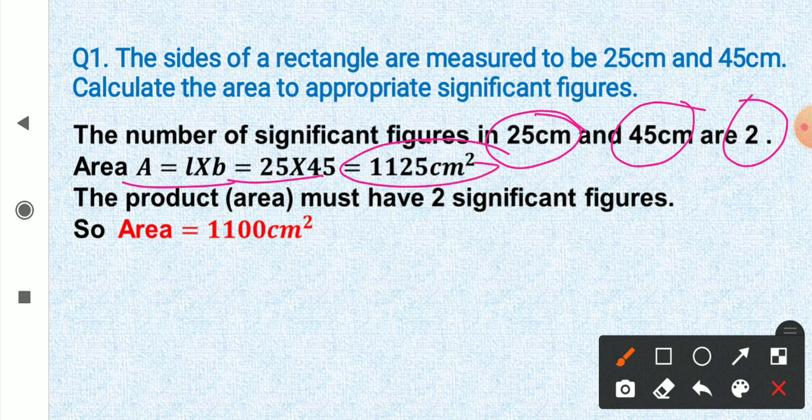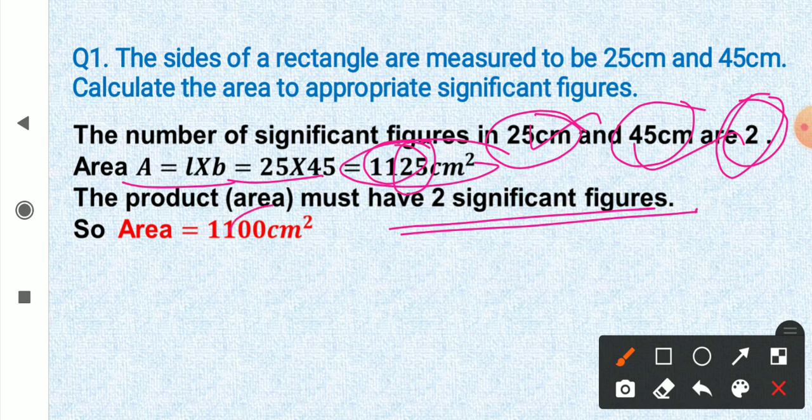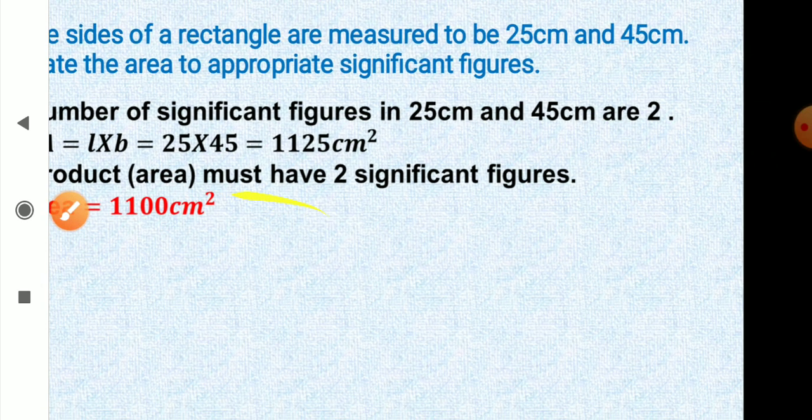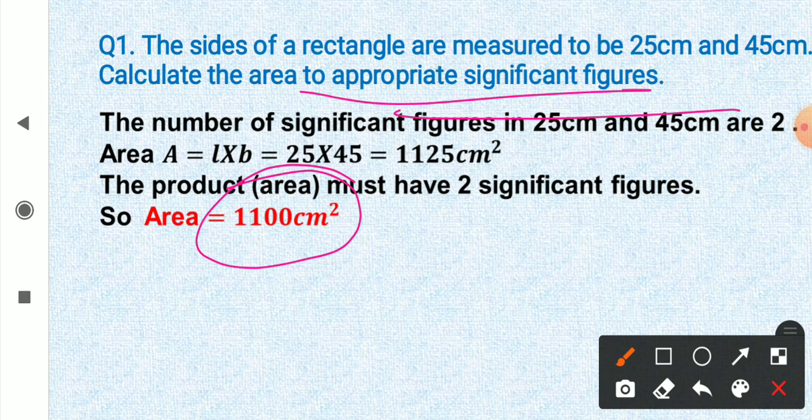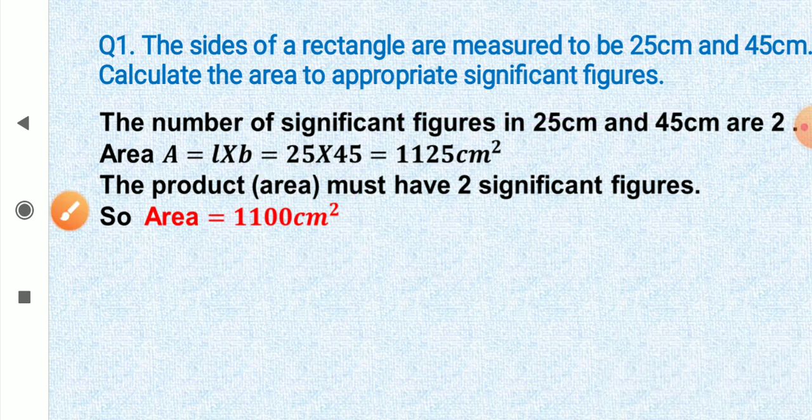And this is showing me 4 figures. But according to the multiplication rule, the result cannot have more than 2 significant figures, because 25 and 45 both have 2 significant figures. So here these last 2 digits will be changed into 0 and the area will be 1100 square centimeter, correct to significant figures.